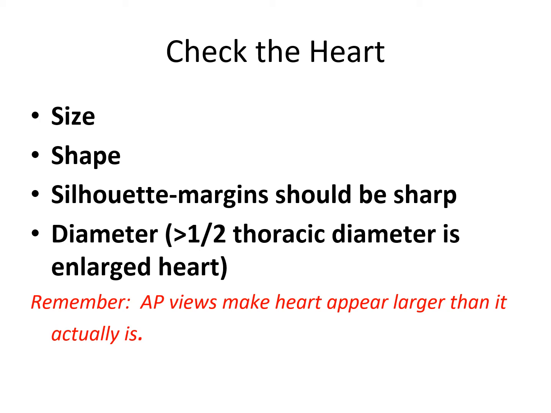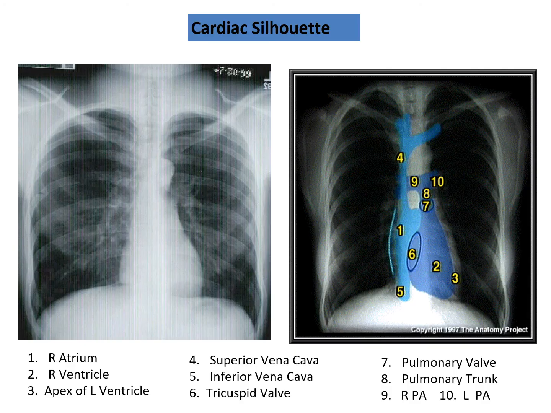So again, you're looking at the heart. You don't want it to take up greater than 1/2 of the thoracic diameter. Remembering that AP views make the heart appear larger. So anterior, posterior views, so taking the x-ray from the machine, the beams are coming from the front to the back, where the film's on the back.